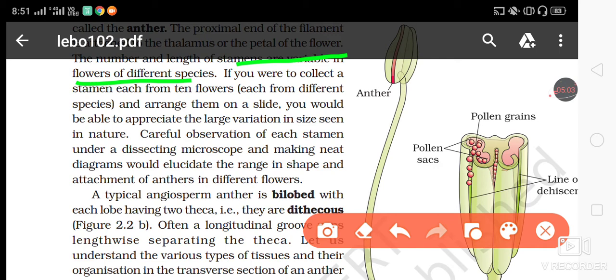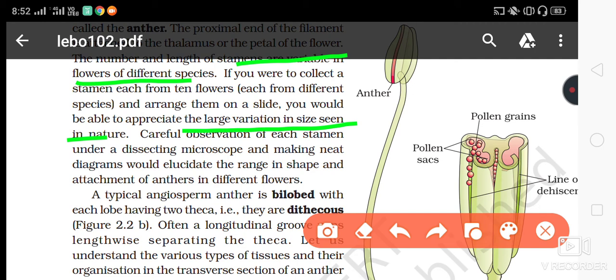If you were to collect a stamen each from 10 flowers, each from different species, and arrange them on a slide, you would be able to appreciate the large variation in size seen in nature. Careful observations of each stamen under a dissecting microscope and making neat diagrams would elucidate the range in shape and attachment of anthers in different flowers. A typical angiosperm anther is bilobed, you can see here, with each lobe having two thecae, that is dithecous.